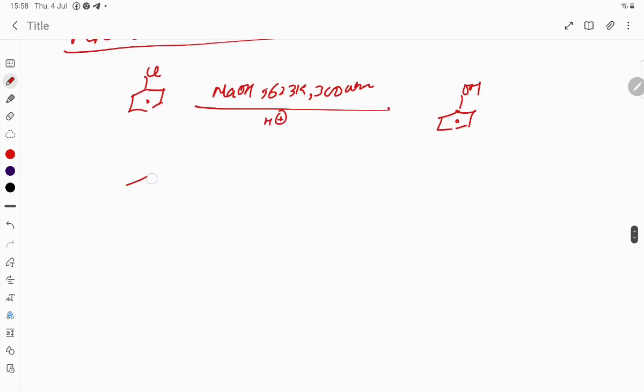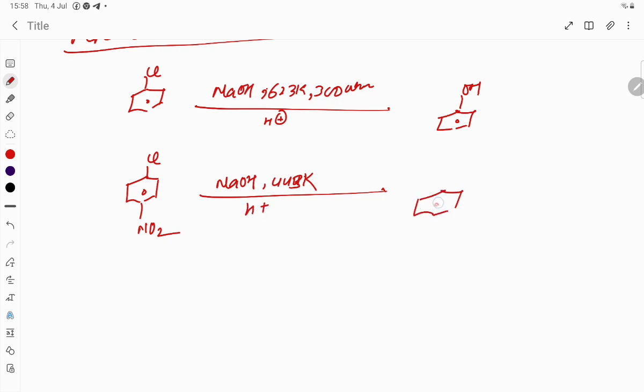Now, if there is an electron withdrawing group, student, here you see this is Cl, and if you have the NO2 group, suppose NO2 group is at the para position, the reactivity increases, student. An electron withdrawing group increases the reactivity, so it is NaOH at 443 Kelvin, student. H plus you need to take. So the temperature gets reduced, student. At lower temperature it starts giving the product.